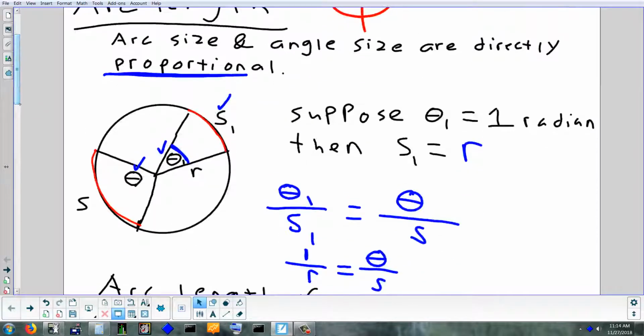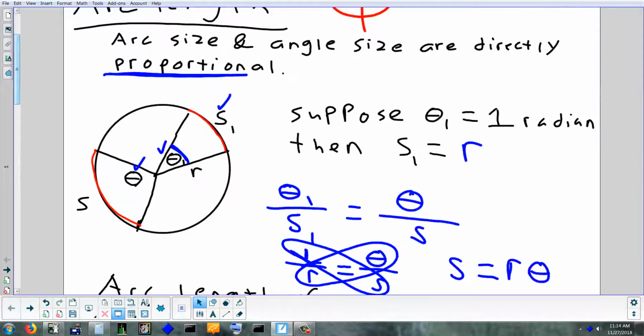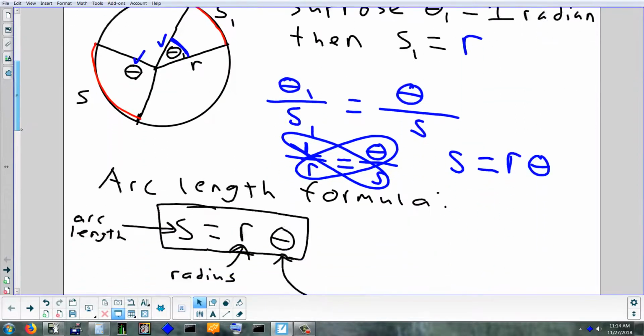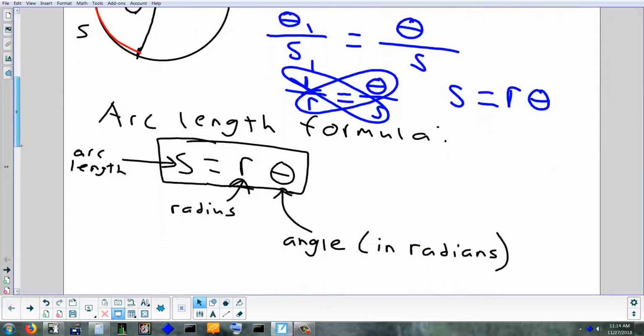Now, how do you solve a proportion? What do you do? Cross multiply. You cross multiply. So we get S times 1, which is just S, equals R times theta. And that is the arc length formula. S equals R theta. Okay, so there's 3 variables in that formula.